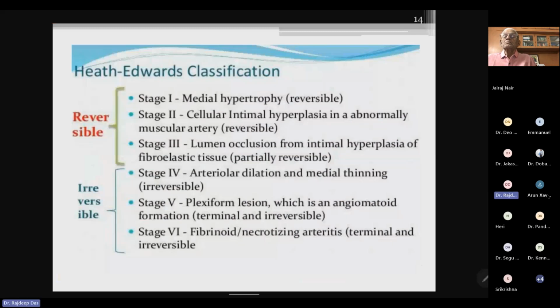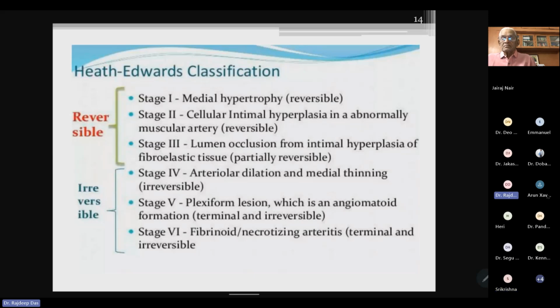The much known Heath-Edwards classification of the pulmonary arterial hypertension divides the whole stage of the disease into 6 stages. The first 3 stages are considered as reversible, while the later stages are considered as irreversible.